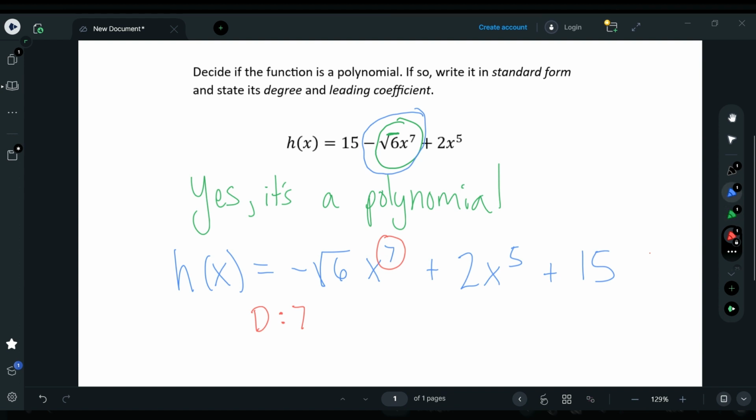And the number that's in front, the coefficient in front of the x with the biggest exponent, so that's this first term. Here's the coefficient on that first term. That's going to be our leading coefficient. LC, abbreviation for leading coefficient, is negative square root of 6.